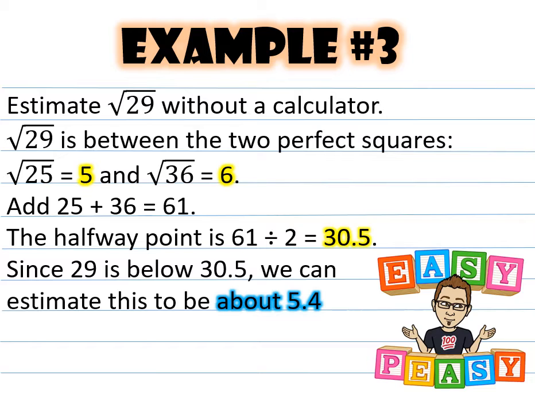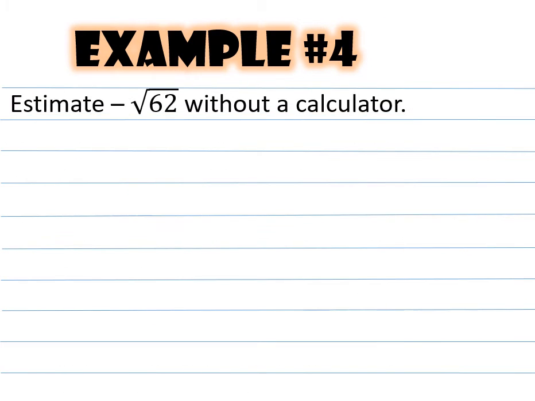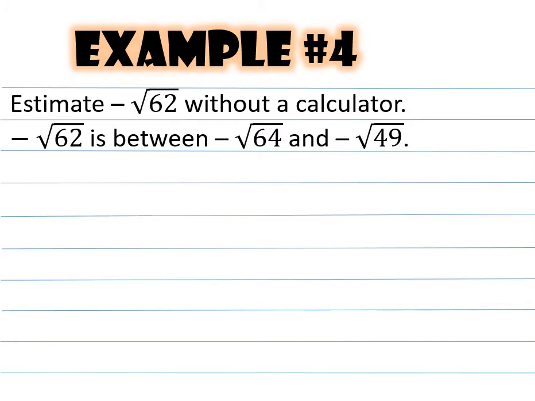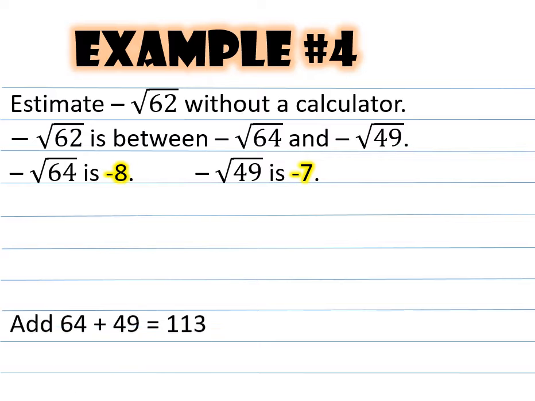Easy peasy. Example number 4. Estimate the negative square root of 62 without a calculator. Well, the negative square root of 62 is between the negative square root of 64 and the negative square root of 49. The negative square root of 64 is negative 8, and the negative square root of 49 is negative 7. So our answer is going to be somewhere in between those two.